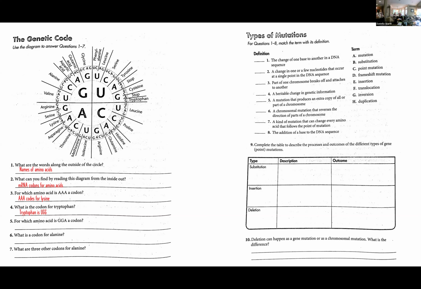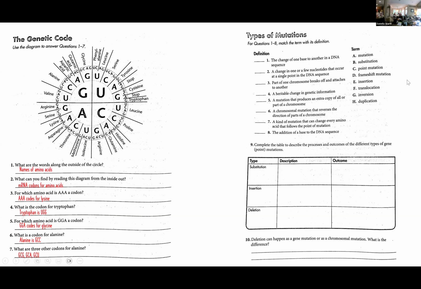For which amino acid is GGA a codon? Drew? Glycine. Yep, glycine. What is the codon for alanine? Isabella again. GCC, I think. Isn't it GC? Yeah, GCA would be good. GCC, there's a lot of them actually. Yeah. GCA, GCC, GCU, GCG. So if you have any of those, you're good. What are 3 other codons for alanine? Depending on how you did it, we'll put those up. So kind of depends in which order you did them, right?